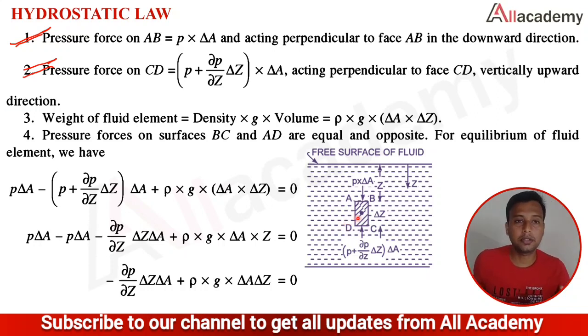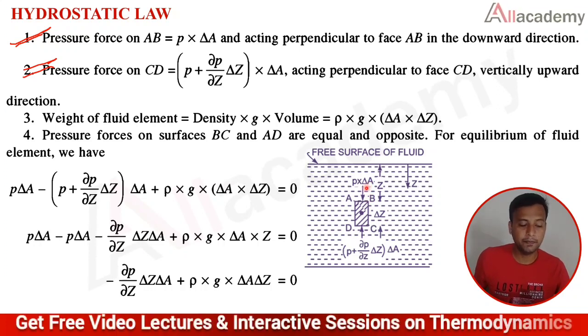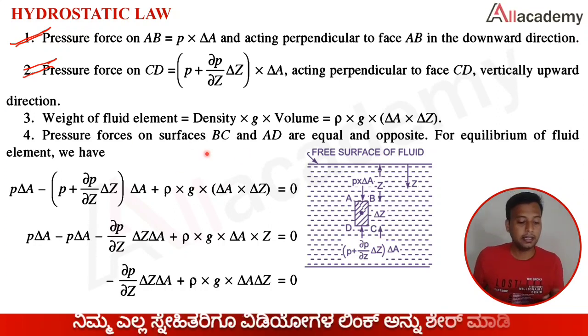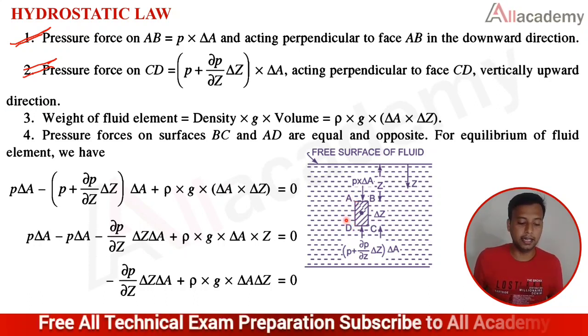So what are the forces acting on this element? One is the pressure force on AB, another one is the pressure force on CD, which is acting in the upward direction, and another one is the weight of the element. Then the last ones are the two forces acting on the side faces, that is BC and AD.